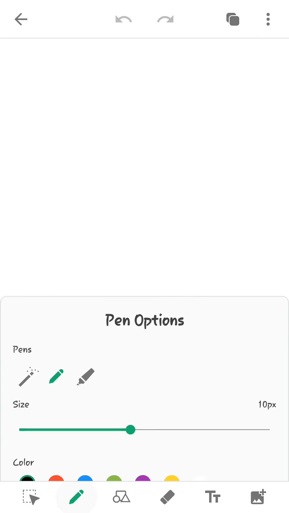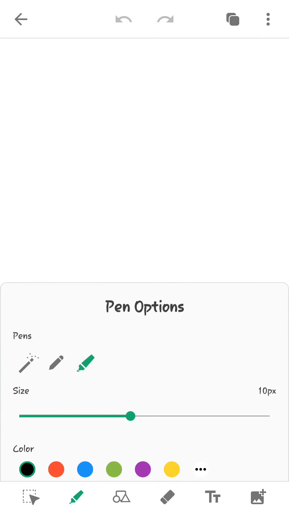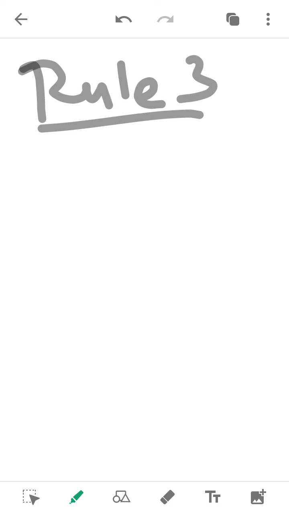Hello. Now we will proceed with the remaining rules, starting with rule number 3, which will tell you how to move a branch point ahead of the block.